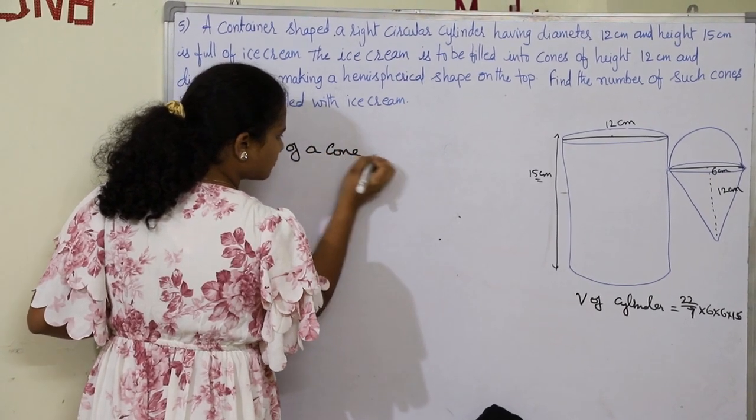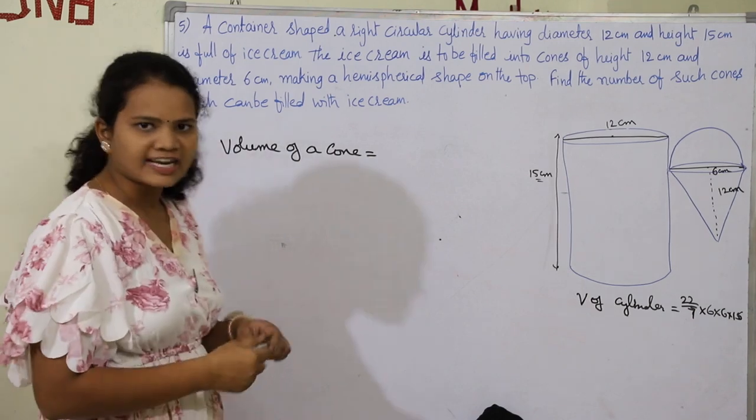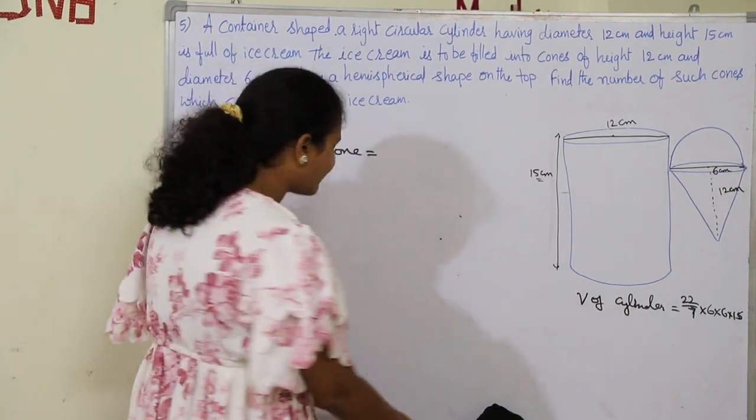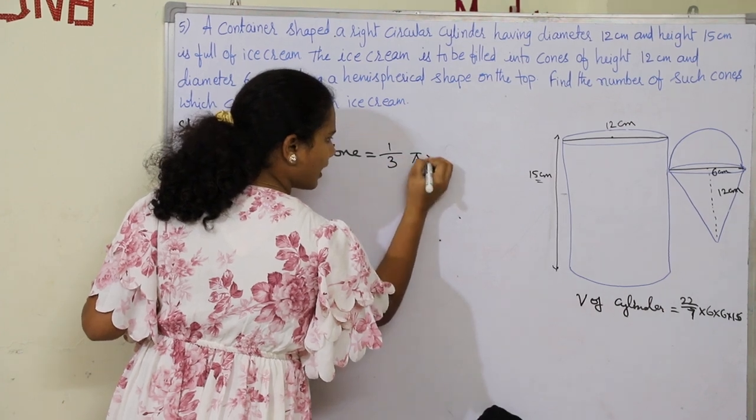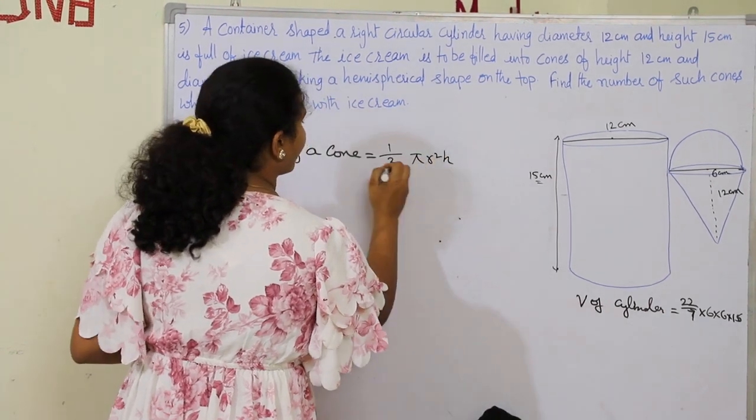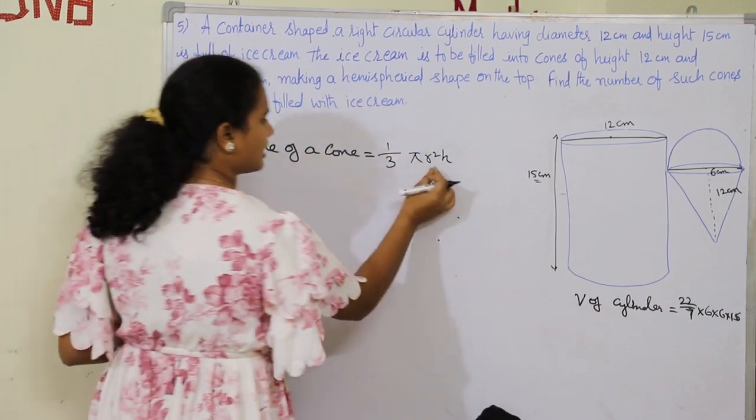Volume of a cone equals the formula 1 by 3 pi r square h, right? So let me write down 1 by 3 pi r square h. So 1 by 3 into pi r square h. So our pi value, and let's go for the r value, the radius.